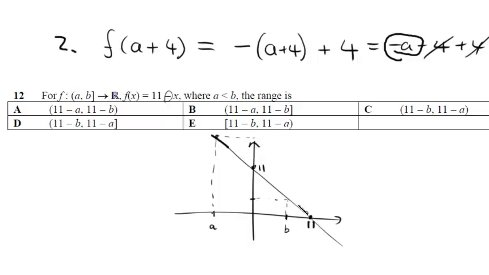So if we plug in b here, then you get 11 minus b. So this value here will be 11 minus b. But because it includes b, this is a filled in circle. And it doesn't include a, so it must be an empty circle there. And if we plug in a there, it'll be 11 minus a. Is that right?